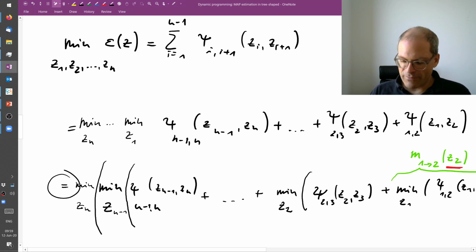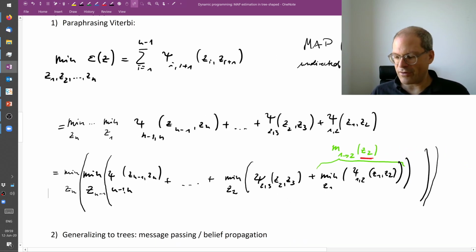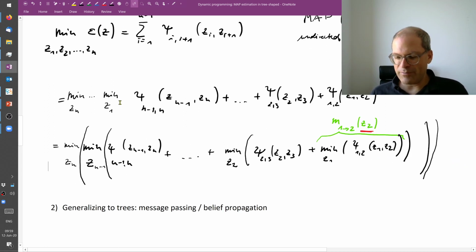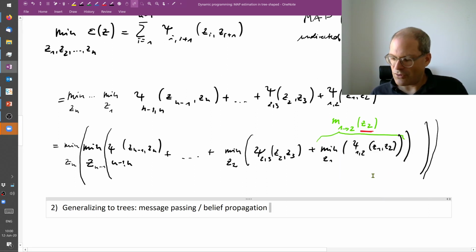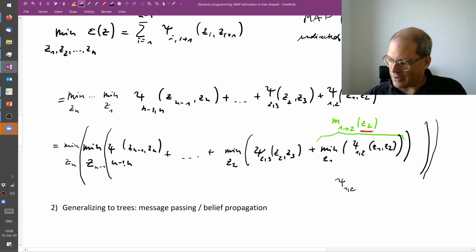Now the next equality is only true for this particular objective function here, where I can push the minimization over Z1 in, so that it acts only on those parts of the objective function that depend on Z1. So I've pushed it in all the way to here, and I have now a minimum over the pairwise potential depending on Z1 and Z2. And you can think of this pairwise potential as a table. So this psi 1, 2.